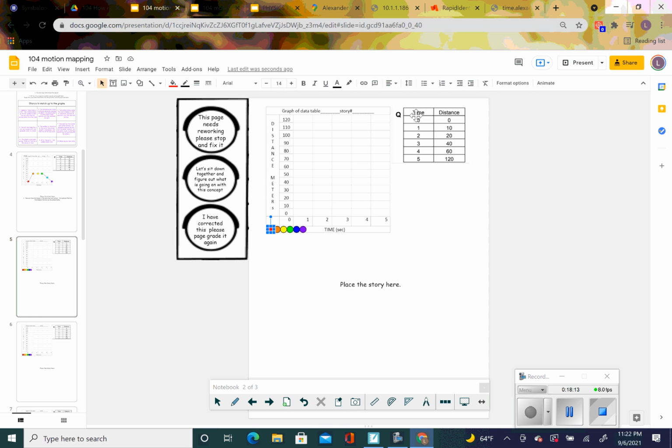So you're going to first of all graph all of these with this data. Remember, the time is X, distance is Y. You're going to graph the data. You're going to figure out what's going on with the speeds, and then you're going to place your story there.